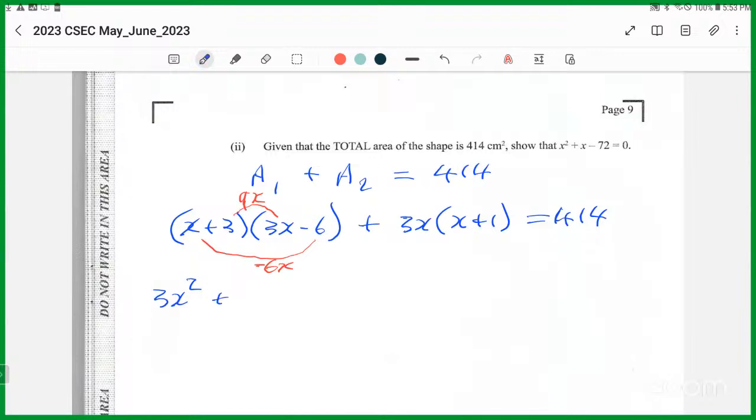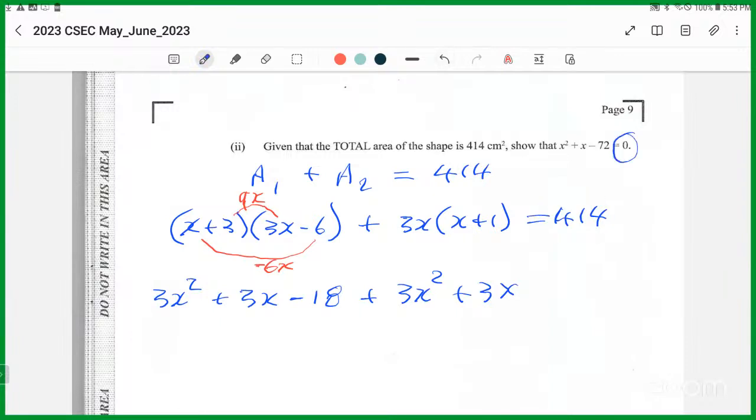Yes, plus 3x. Then the last term is the product of this and this, 3 and the minus 6. That gives me negative 18. That's what we get from this expansion right here. And this expansion becomes simply 3x squared plus 3x. And that's all equal to 414.